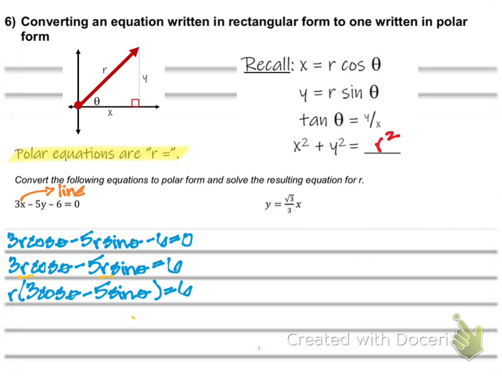So if I divide both sides by that 3 cosine theta minus 5 sine theta, I will have solved it for r. So r equals 6 over 3 cosine theta minus 5 sine theta. Okay? So we're just going to use some algebraic manipulation to get that r by itself.